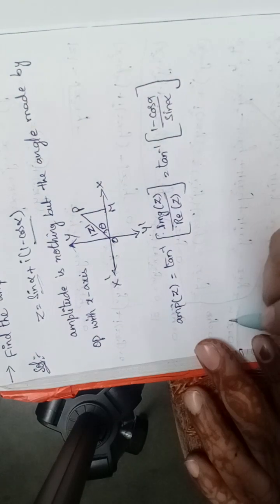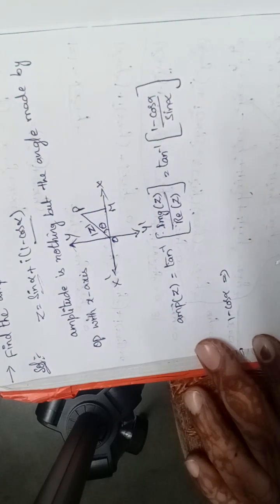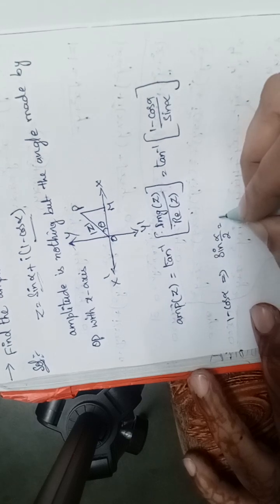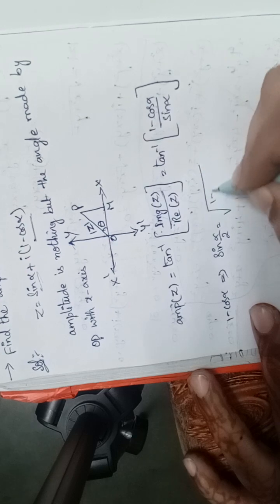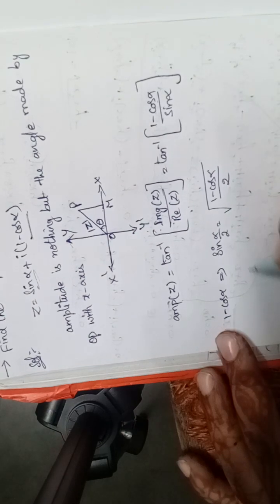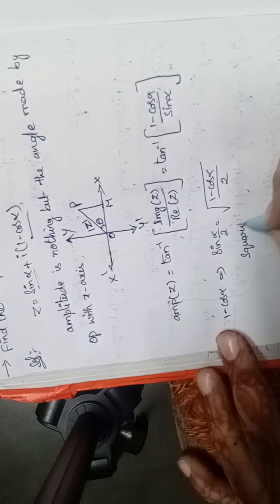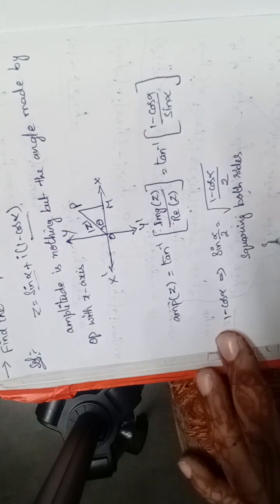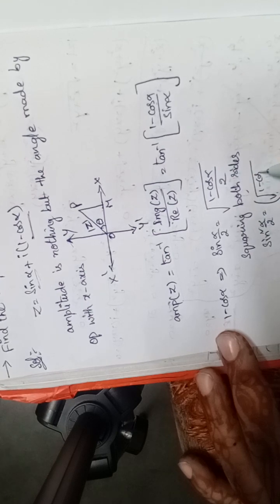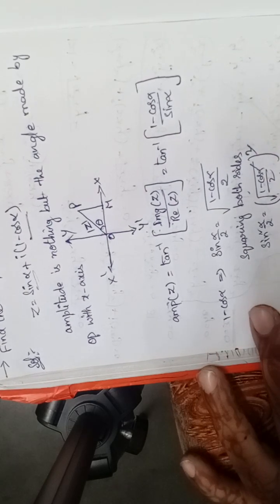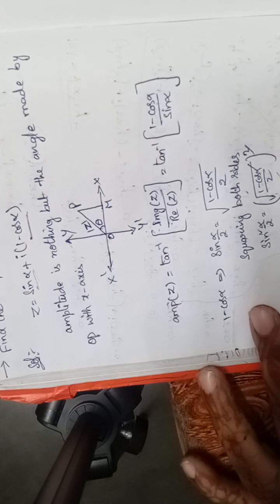For 1 minus cos alpha, how you will get it: take sin alpha by 2, which equals root of (1 minus cos alpha) by 2. Now squaring both sides: sin square alpha by 2 equals (1 minus cos alpha) by 2, and the 2 comes to this side, which gives 2 sin square alpha by 2 equals 1 minus cos alpha.